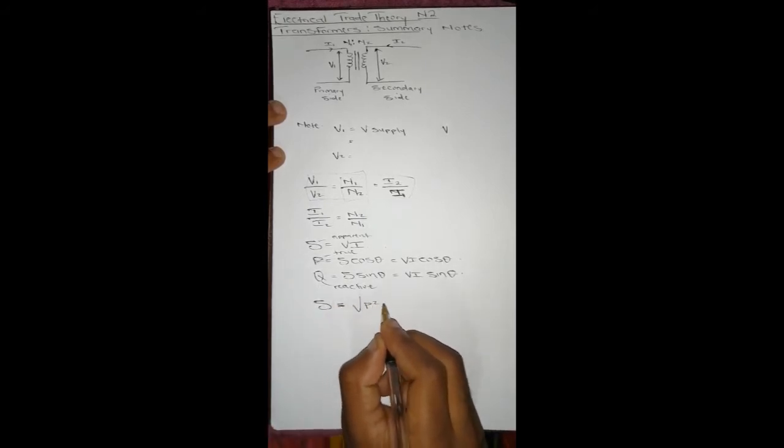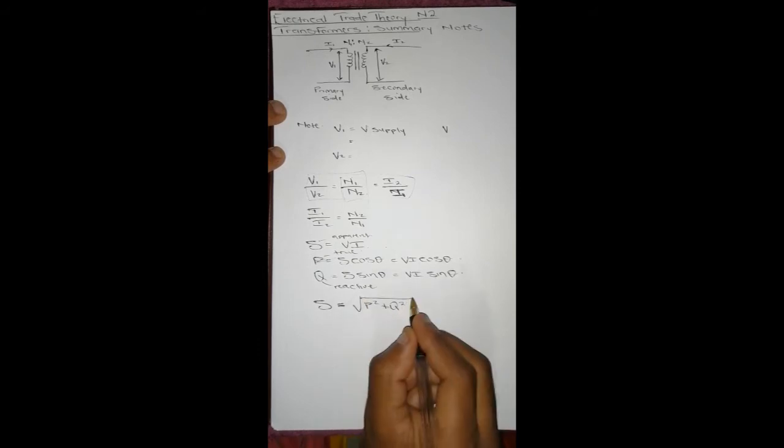And then S is also given by the square root of P squared plus Q squared. And then we also have the power factor, PF equals cos theta. This is the formula for power factor, and it's also P over S, because power factor is the ratio of true power to apparent power. So this is it for single phase transformers. I hope everything is visible.